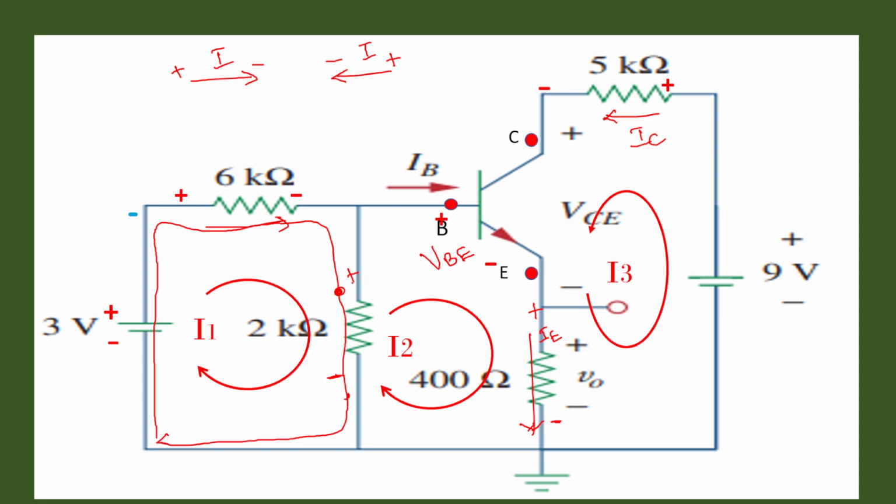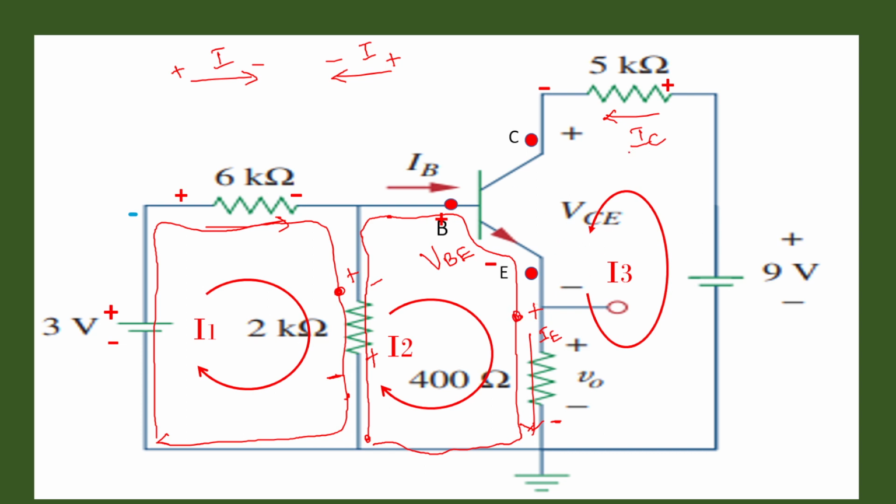Similarly, for this I2, we can start from here. If it starts from here, this I2 will be flowing in this direction. At that time, this would be your plus and this would be your minus. Then it goes in this direction like this, and here it ends. Because of the entering point for this emitter resistance, that is your 400 ohm, here it is plus and here it is minus.